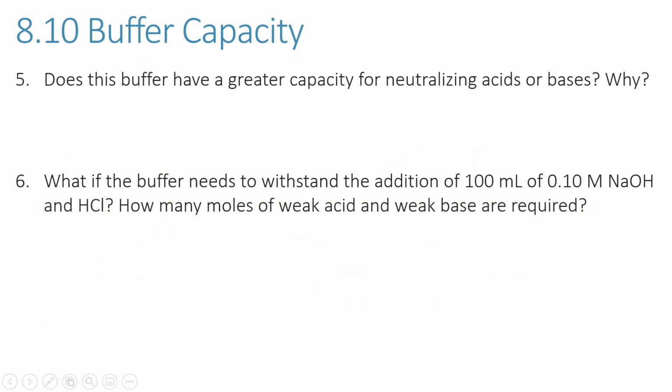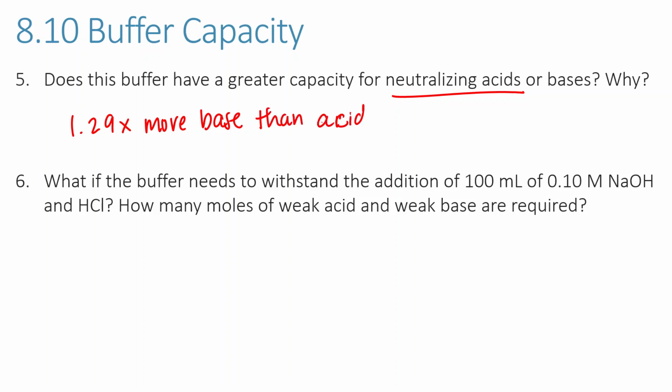So does this buffer have a greater capacity for neutralizing acids or bases? It's going to be better at neutralizing acid because this buffer is going to have 1.29 times more base than acid. So that means that since this buffer has a larger amount of base in it, it's going to be better at neutralizing acids. So then what if my buffer needs to withstand 100 milliliters of 0.1 molar NaOH and HCl?